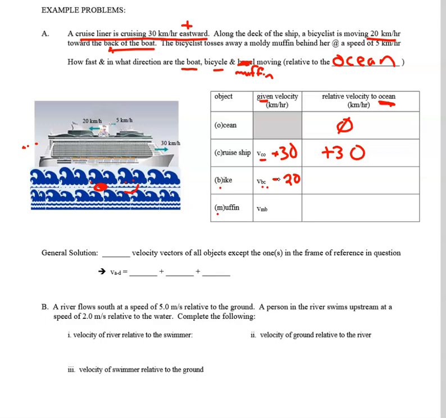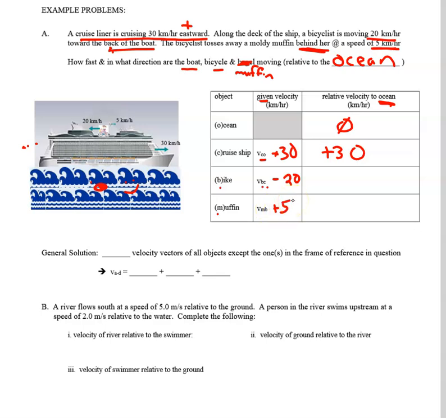Now let's do the same thing for the muffin. What do we know about the muffin? The bicyclist tosses away the moldy muffin behind her. That behind her means a direction, the opposite direction of the bike. Since the bike was facing west, the muffin is going to be tossed towards the east, and it's 5 kilometers per hour. Again, we don't give a specific frame, but that 5 is implied to be relative to the bicyclist. In other words, if the bicyclist is holding it, the muffin would not be moving relative to the bicyclist. So this is going to be positive because it's towards the east, and that's 5.